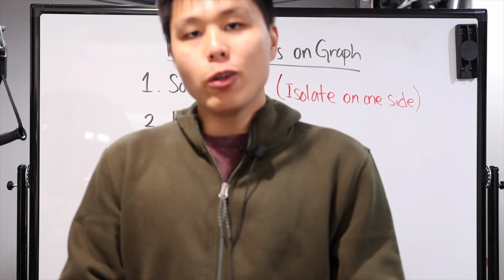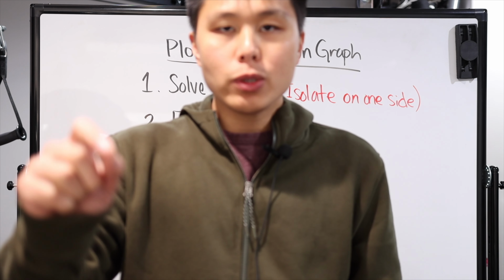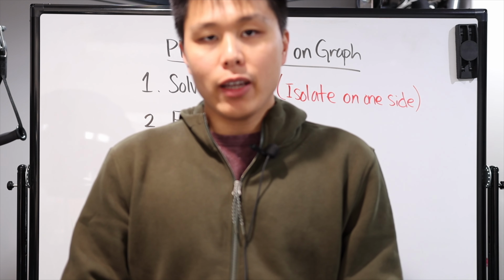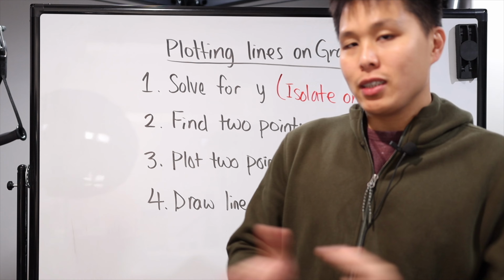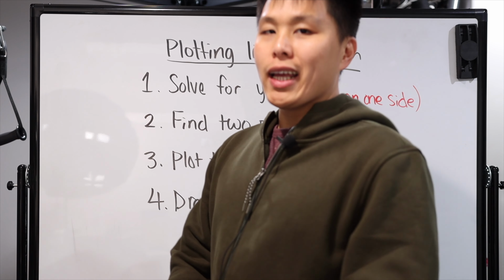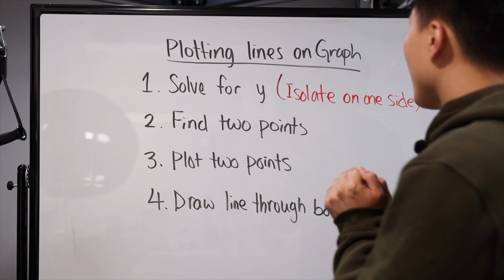In the previous video, I talked about plotting points. We're going to build on that. Now we're going to use that to plot lines on a graph. Fairly simple. Once again, this is all going to be just step by step. Do this and you will get the answer. All right, so there are 4 steps to plotting lines on a graph.